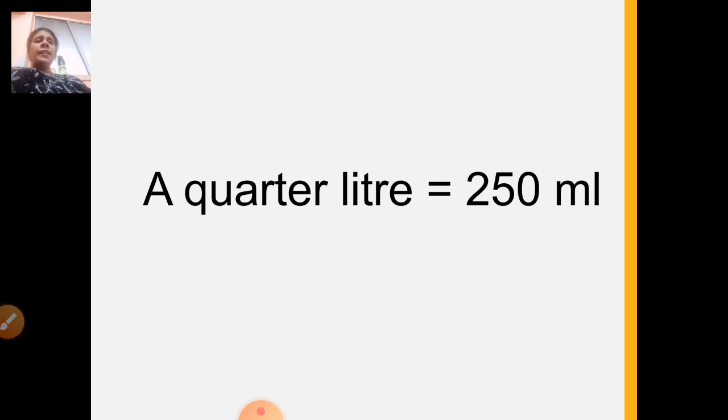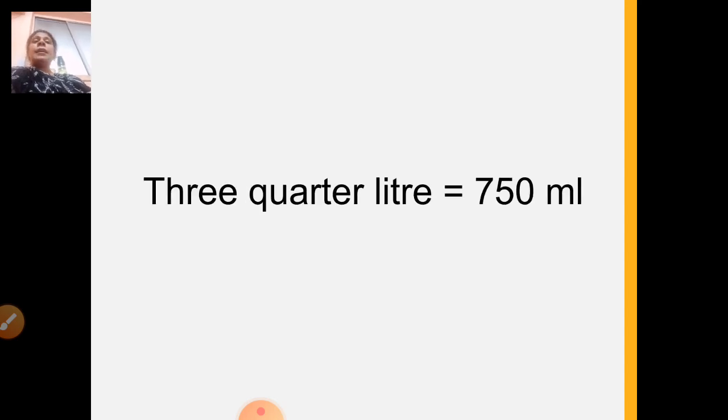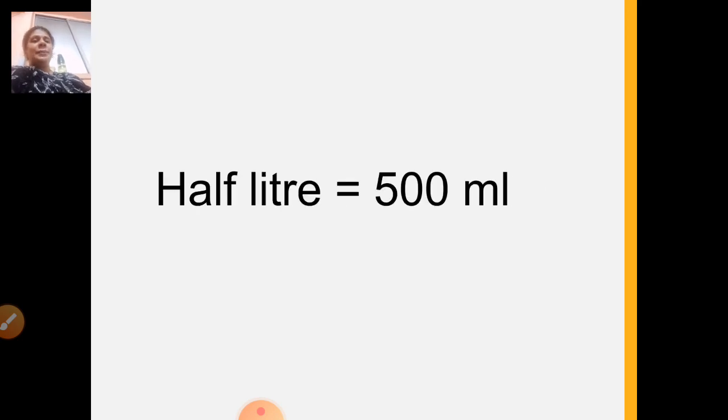A quarter liter is equal to dash, 250 ml. 250 ml is equal to a quarter liter. 3/4 liter is equal to dash, 750 ml. 750 ml is equal to dash, 3/4 liter.